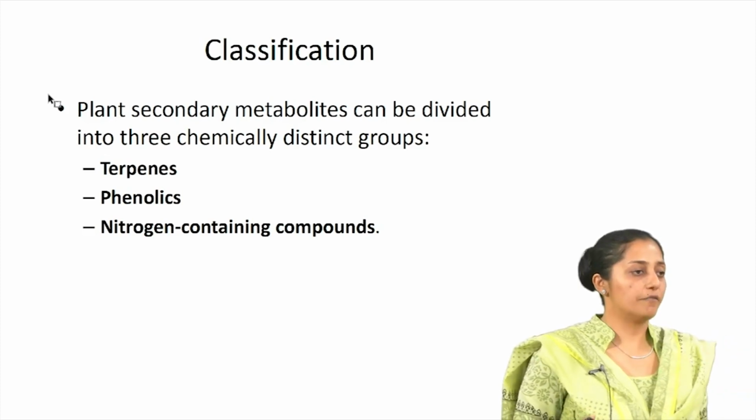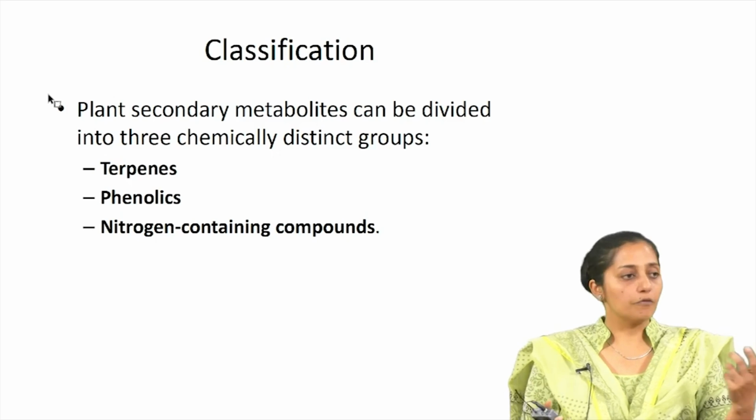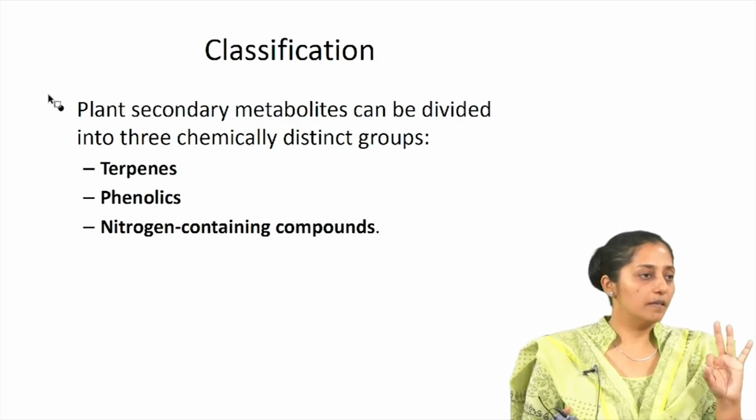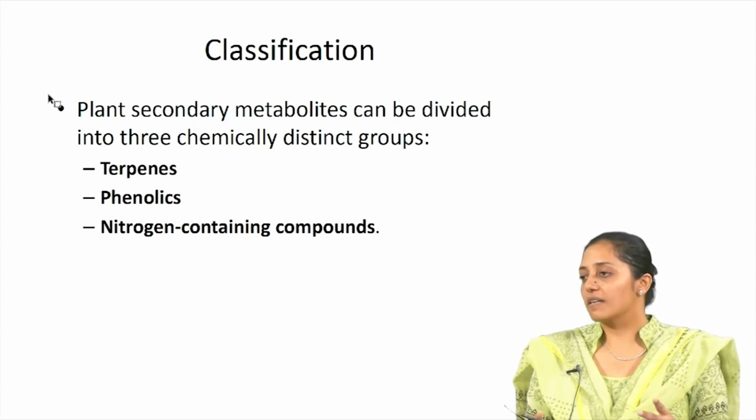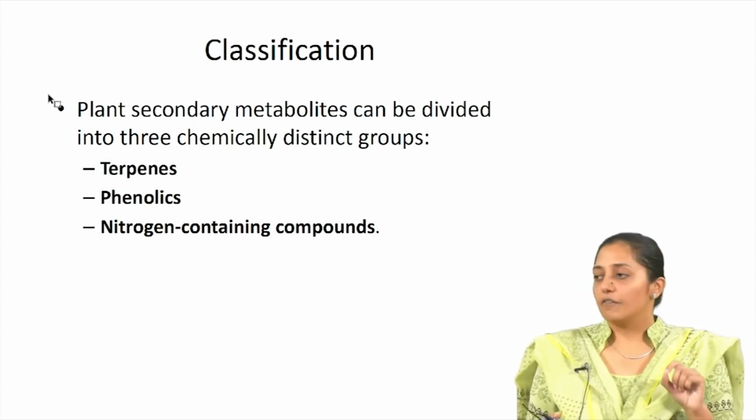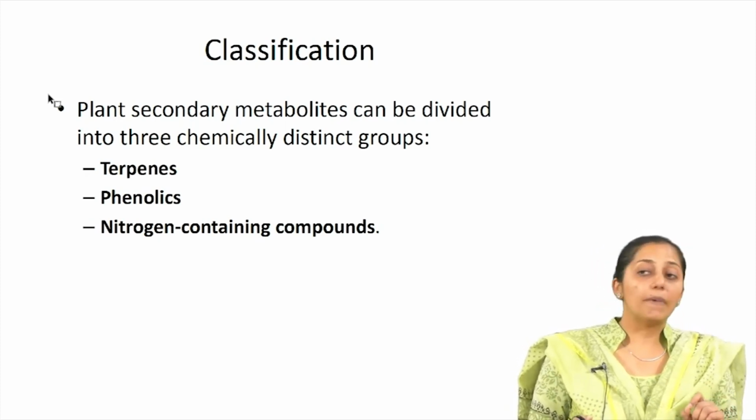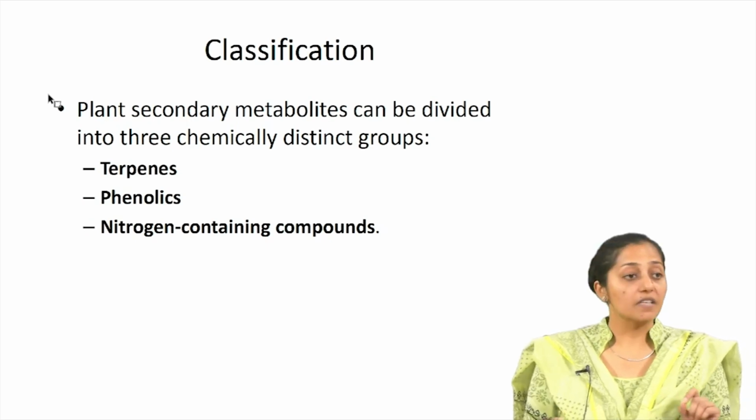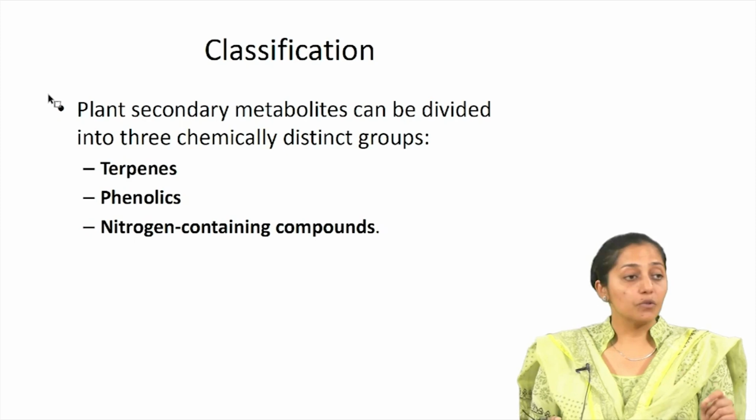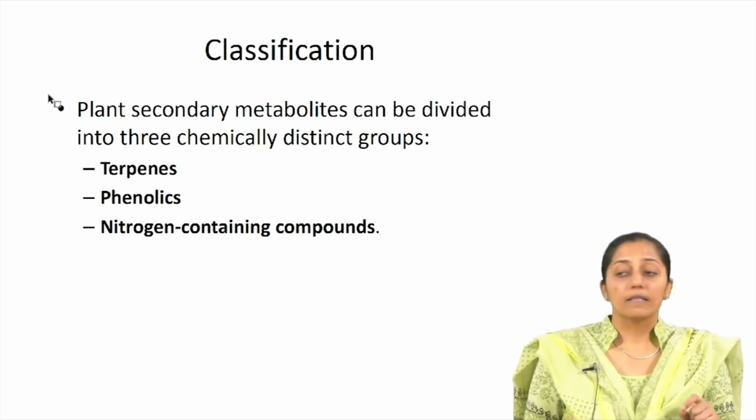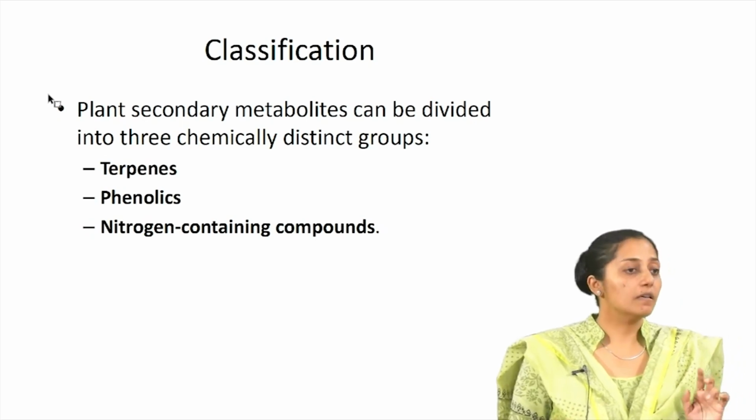There are many other different subclasses of secondary metabolites, but the majority of them start from these three major classes of secondary metabolites in plants. What are these three major classes? One is terpenes, then phenolics and nitrogen containing compounds. Your high value compounds which are alkaloids, your anti-cancer agents, Taxol and camptothecin or vincristine, vinblastine, they come under alkaloids, and these alkaloids are nitrogen containing compounds.